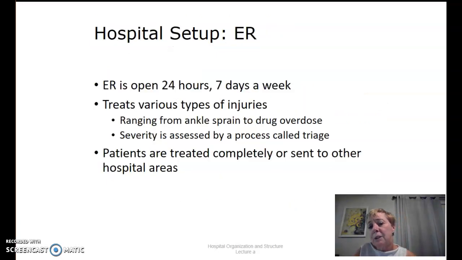Every hospital has an ER. To be classified as an emergency room, they have to be open 24 hours a day, 7 days a week. And they can treat every kind of illness from an ankle sprain to drug overdoses. But when you get a serious injury come in, they perform a service called triage. Patients then are either treated completely or they can be transferred out, but they can't be transferred out until they're medically stable.